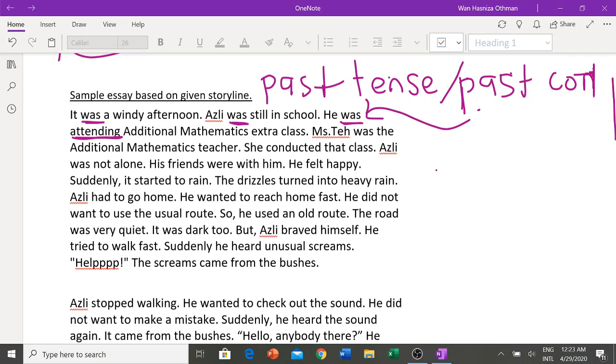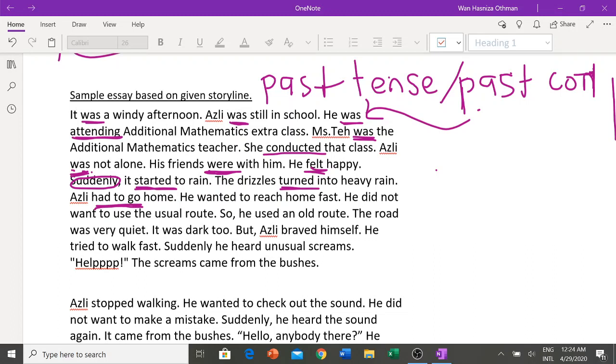Miss T was what? Was the additional maths teacher. She conducted what? Conducted that class. Azli was not alone. His friends were what? Were with him. He felt what? Felt happy. Suddenly, this is the kata hubung. It is the subject. It started what? Started to rain. The drizzle turned into heavy rain. Azli had to go. Had to go what?